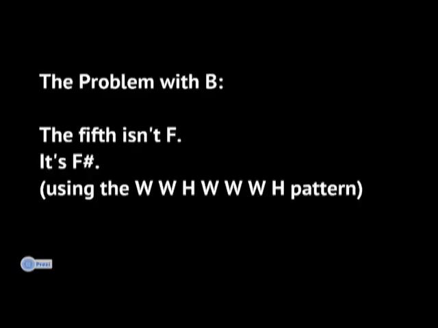Okay, back to our problem with B. If you remember, when we counted up 5 notes from B, we ended at F, and this is wrong. This is 5 notes up from B, but it's in the wrong key. What we really want is F sharp, and the way that we know that F is wrong is that this pattern of whole step, half step, etc., isn't followed.